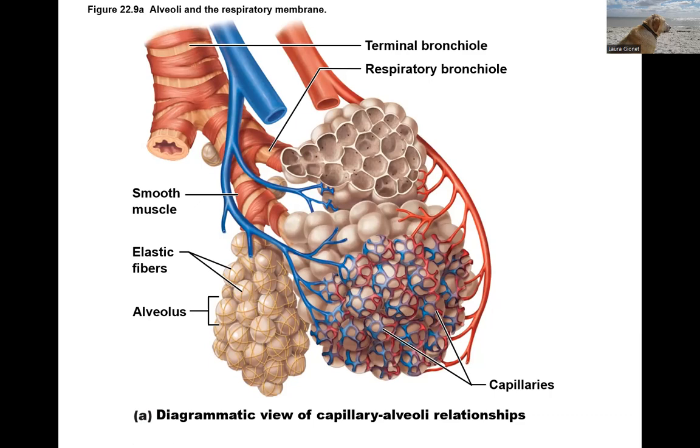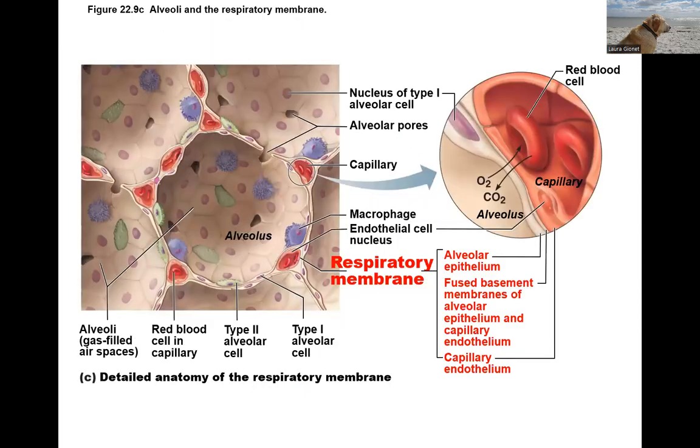So when you branch off into this capillary, now you have a simple squamous epithelium of the capillary next to the simple squamous epithelium of the alveoli with that little basement membrane in between. That's what we call, and this gets asked a lot, the respiratory membrane. What is the composition of it? The simple squamous of the alveoli, the simple squamous of the capillary, and the basement membrane in between the two. And that allows rapid diffusion of gases down their concentration gradients.